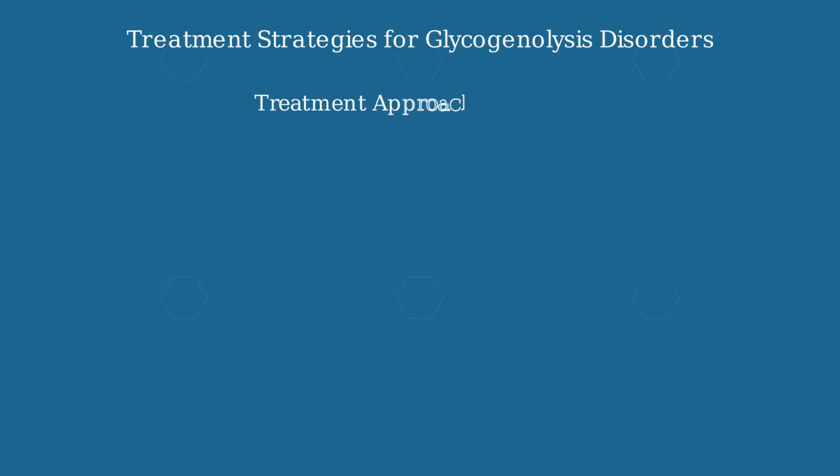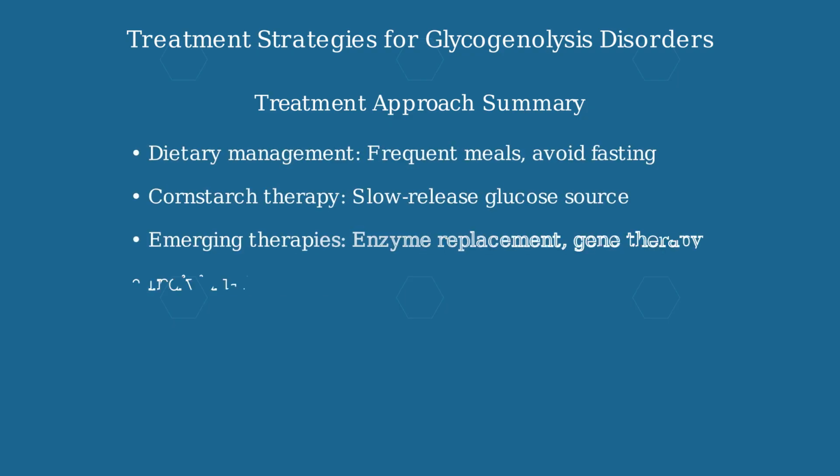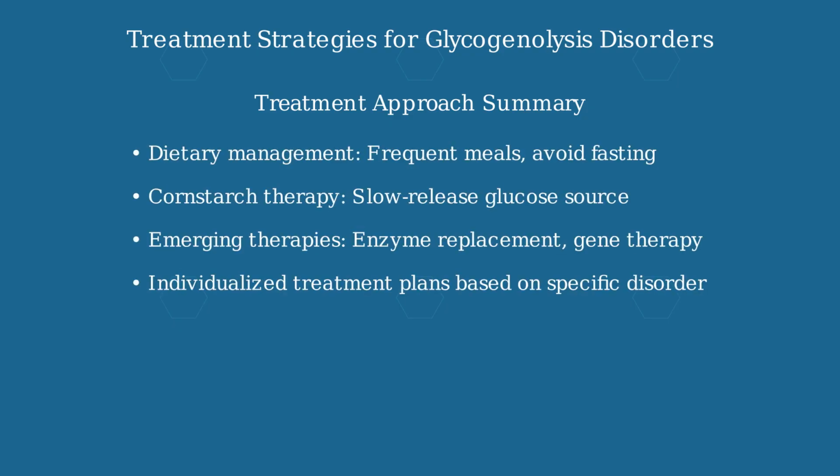In summary, treatment strategies for glycogenolysis disorders combine dietary management, cornstarch therapy, and supporting medications with promising emerging options on the horizon. Treatment must be individualized based on the specific disorder, age of the patient, and severity of symptoms. Regular monitoring by a specialized metabolic team is essential.